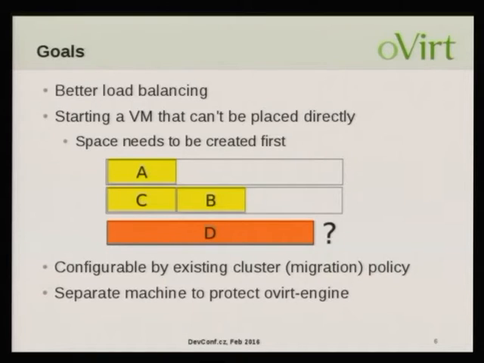Unfortunately, the current scheduler only does one by one, as I said before, and it doesn't know how to do that. It can't look one step ahead. We need a better scheduler for that. We also want that to be configurable by the current cluster migration policy. And the service is going to use quite a lot of resources, so we need a separate machine for that. So this is the goal. We need to solve this situation, and I'll show you how we did that.